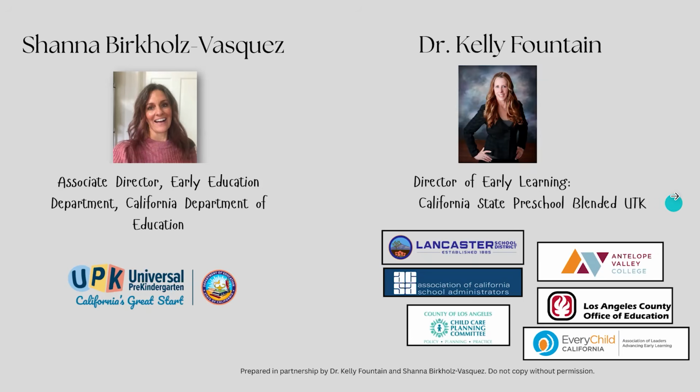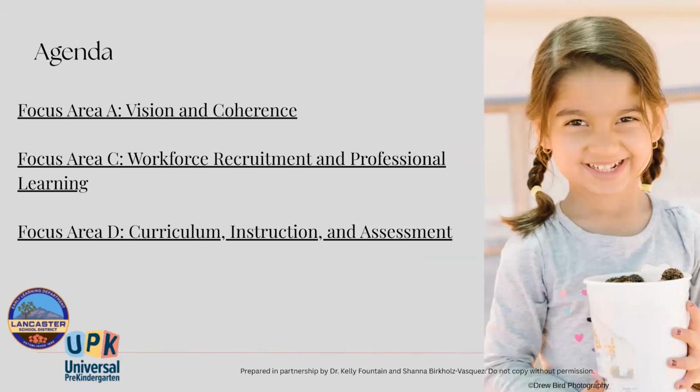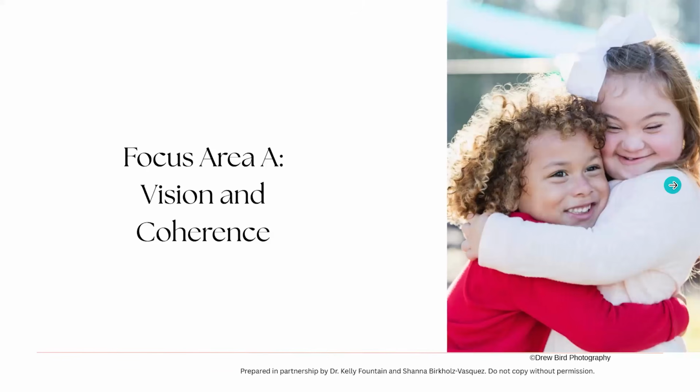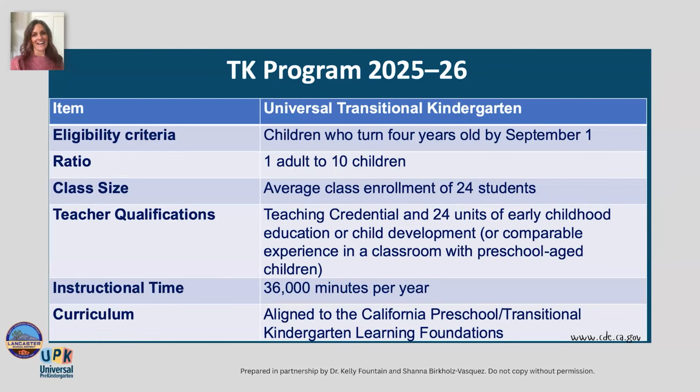And today we're going to talk around some of the really key focus areas around blending and braiding, and what a district, or a county office of ed, or an early ed partner would need to have in place to go over what makes a successful model. So we're going to focus a little bit on focus area A, vision and coherence, a little bit about workforce and retention and recruitment and professional learning, and then the last area, curriculum, instruction, and assessment. But we'll start with vision and coherence, and I'll let Shanna take it from here.